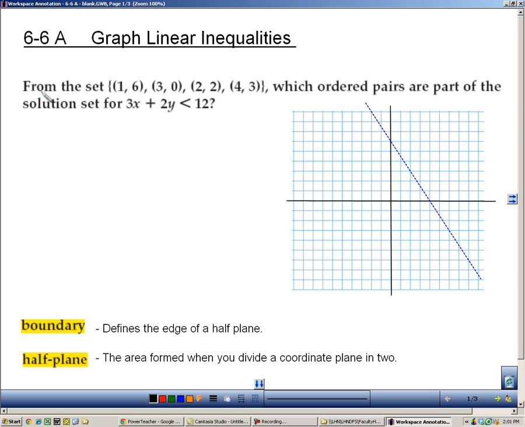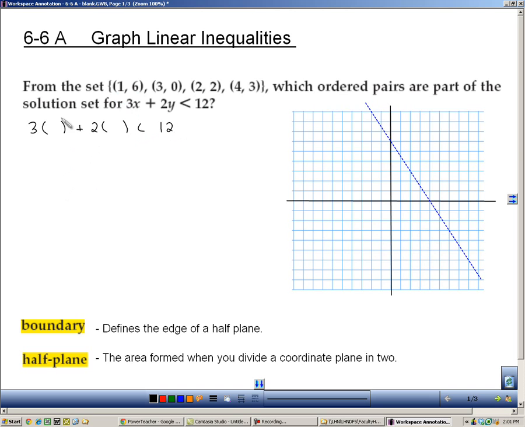In this one, we want to look at this set of points and find which of these ordered pairs are part of a solution of this inequality. In other words, which ones work in the inequality and which ones don't. The way you do that is you plug in x's and y's. So I'm going to take this inequality, 3x + 2y < 12, and plug in the ordered pairs.